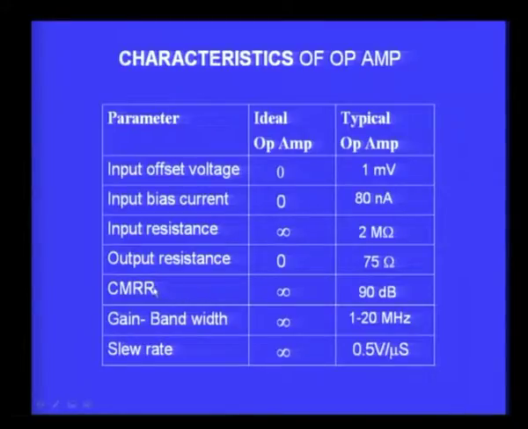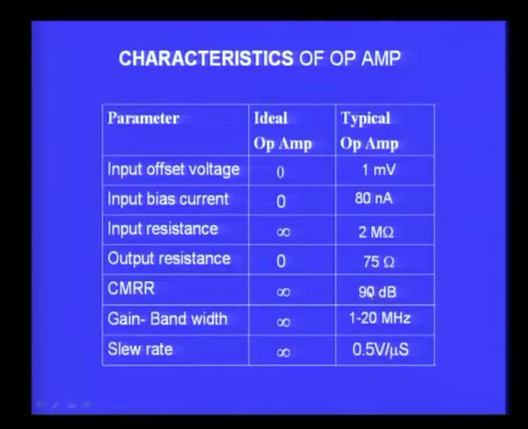Similarly, CMRR, the common mode rejection ratio, about which I will explain to you in detail this time, should be around infinity, whereas typically it is about 90 dB, where dB corresponds to decibel. We have also discussed how to look at that. This is something like 80 dB is about 10,000.